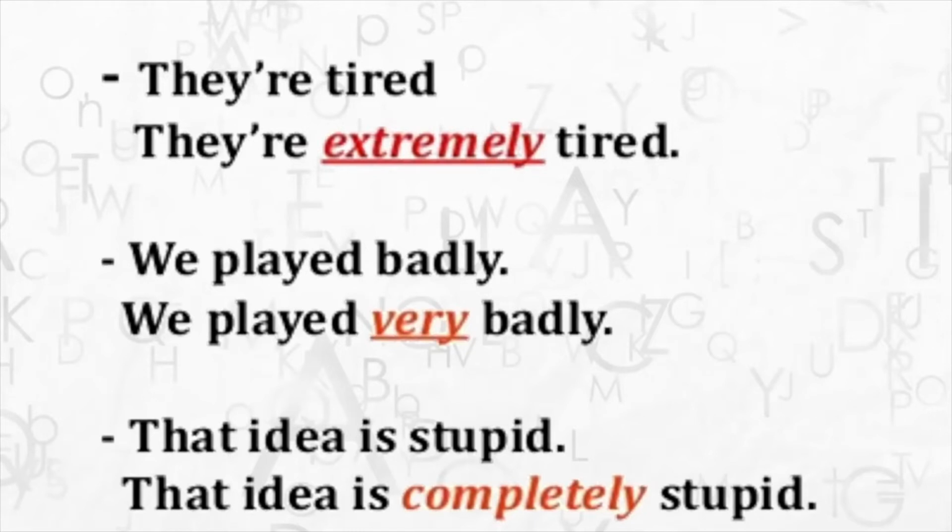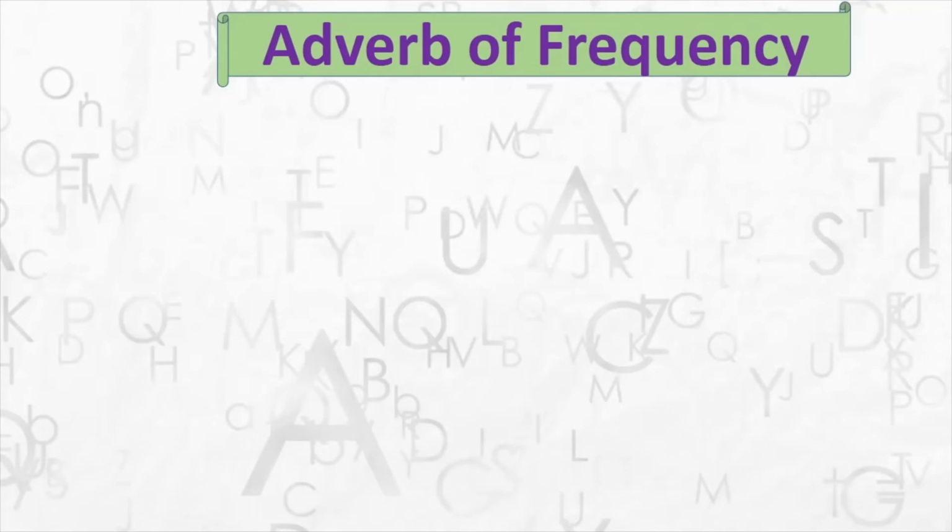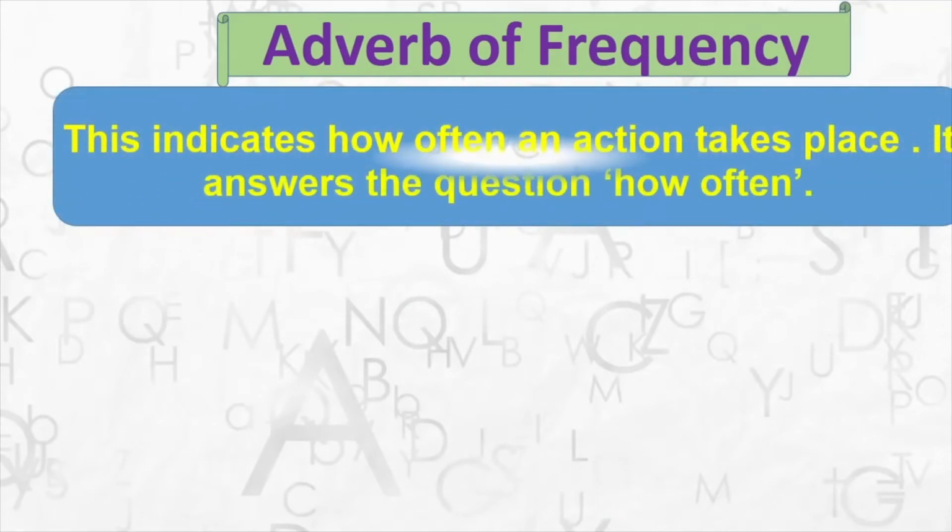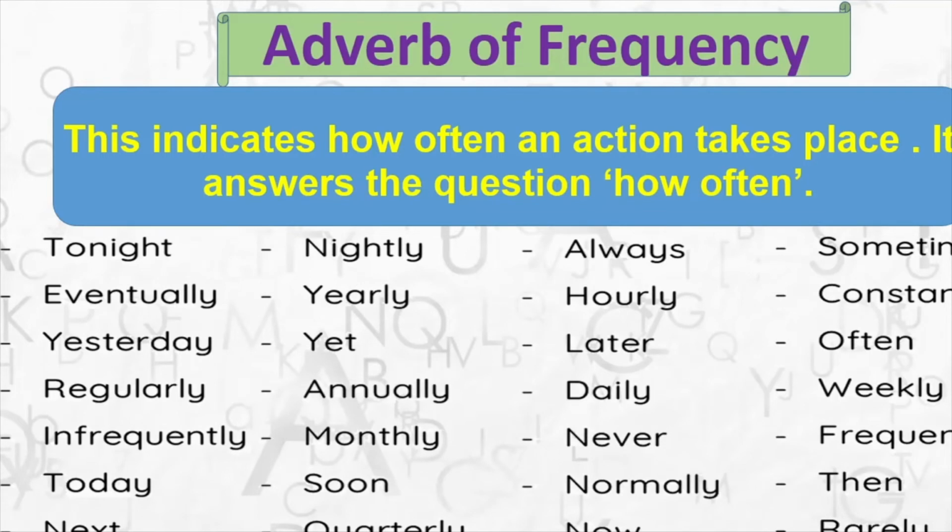Okay, coming to the last one, adverb of frequency. Here is the meaning. It indicates how often an action takes place. It answers the question, how often. So now when we talk about the word often, often means number of times. So see, the factor of time comes in. That is why in the beginning I told you, adverb of frequency and adverb of time, they are a lot similar to each other. See, tonight, eventually, yesterday, regularly, infrequently, today, next, nightly, yearly. You can go on reading them.